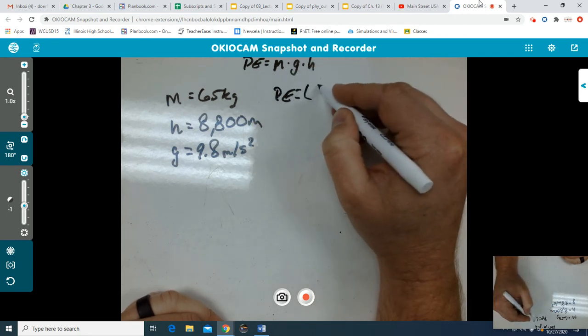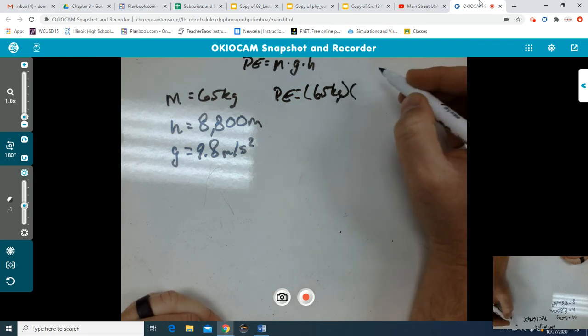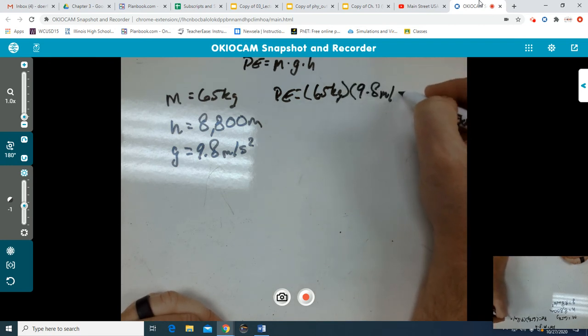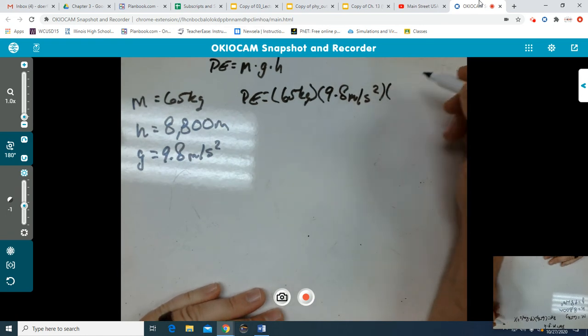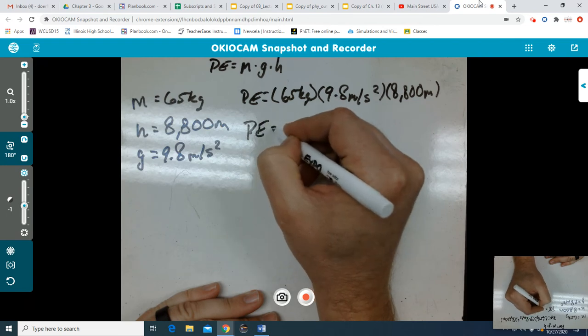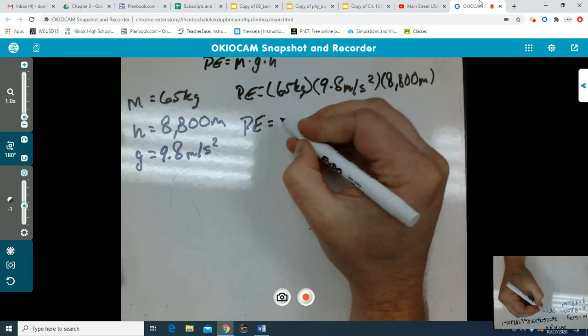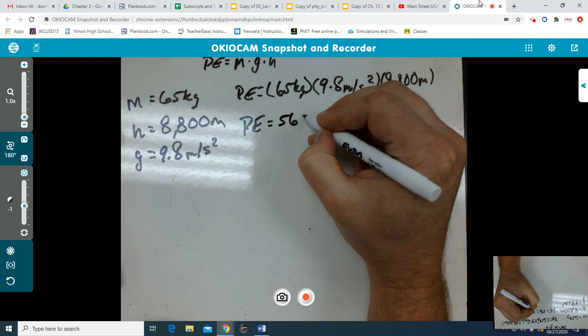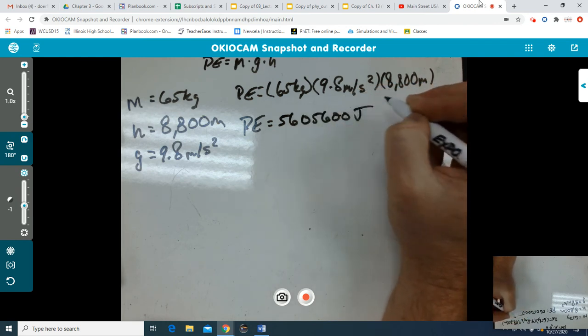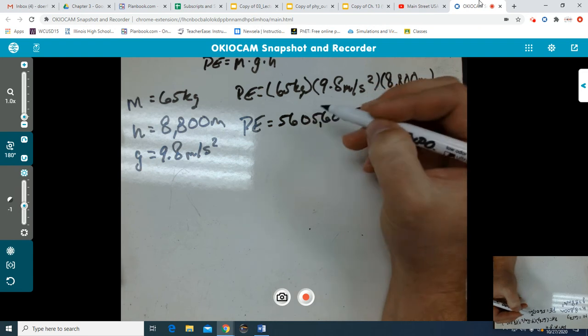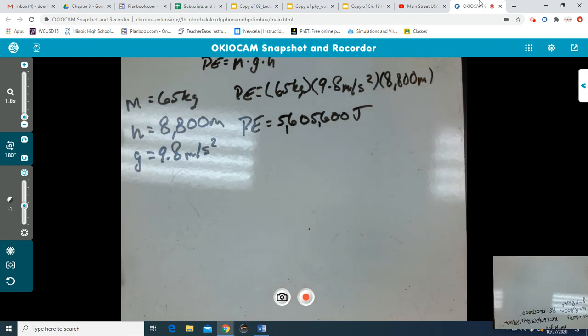So take our mass of 65 kilograms, take our gravity of 9.8 meters per second squared, and multiply it by our height of 8,800 meters. And go ahead and plug that into your calculator. 65 times 9.8 equals, times 8,800. We will get a big number, 5,605,600 joules. So that's how you would solve for potential energy.